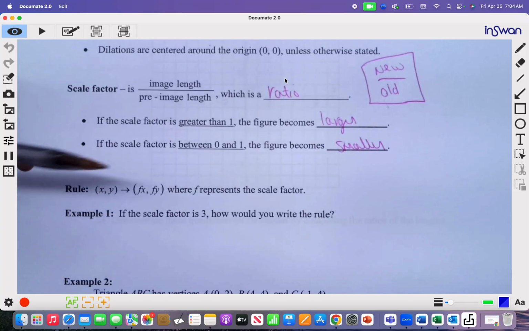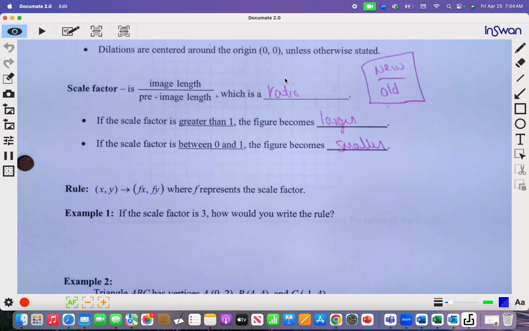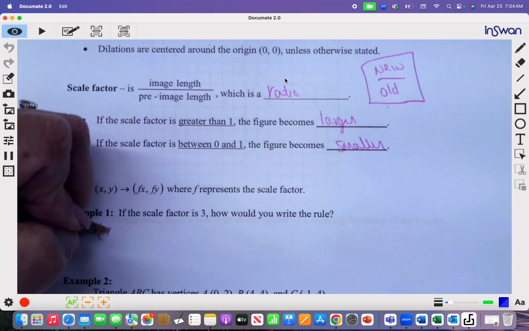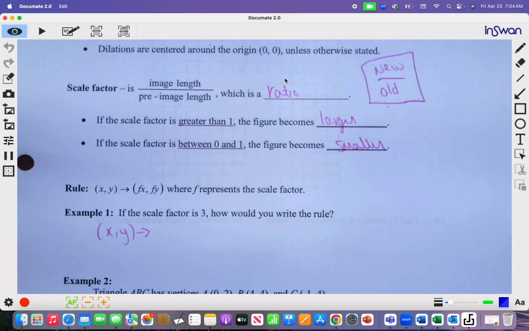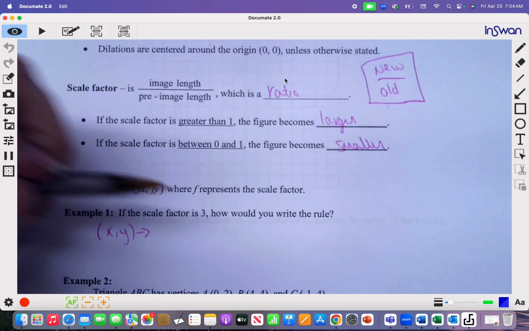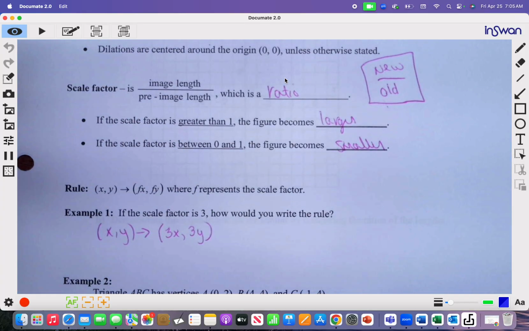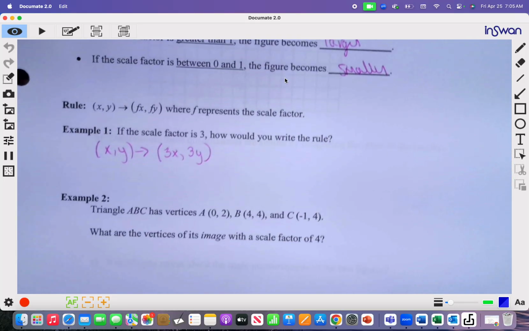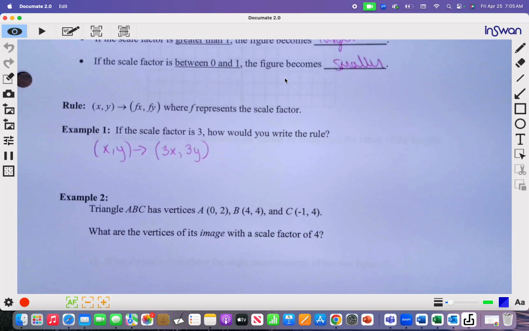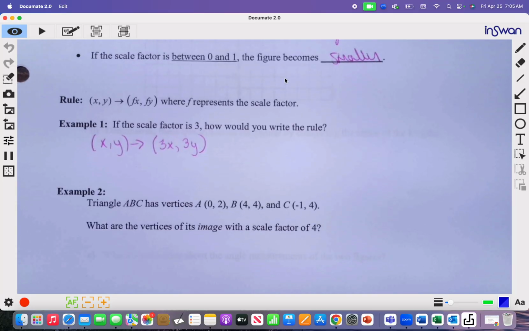So for our rule, we can use arrow notation. F is the scale factor. Whatever we put here, that's what we're multiplying the x and the y by. It's really the easiest one of the transformations that we're doing. If the scale factor was 3, we would write the rule as 3x, 3y, and we would multiply the x by 3 and the y by 3. It's honestly much easier to not even graph it. All we have to do is multiply.